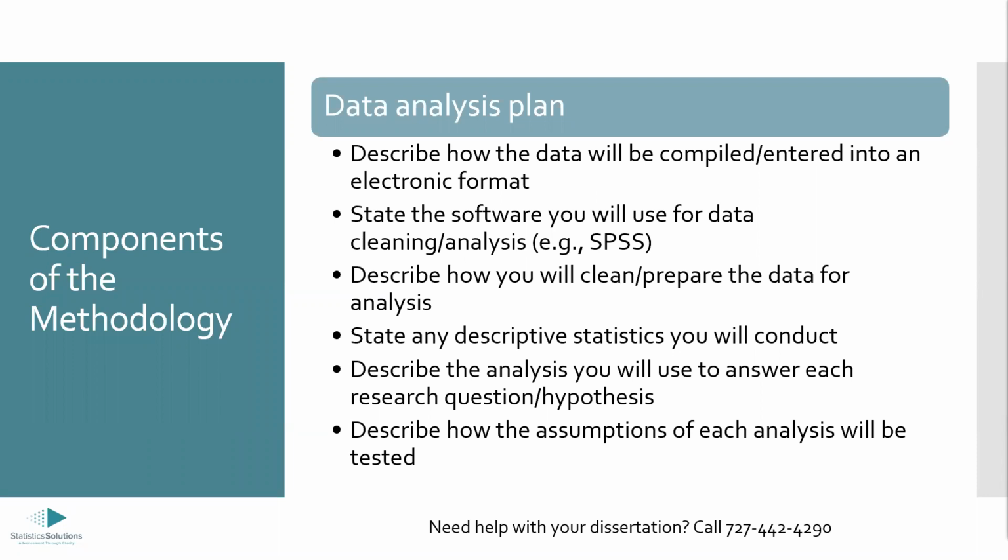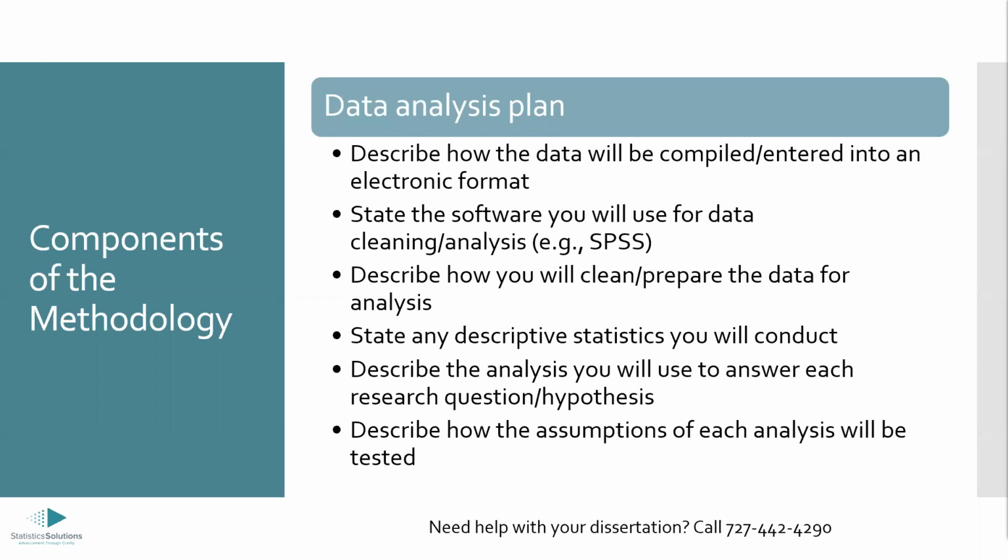So for the t-test, again, you may need to test normality and homogeneity of variance. So you want to describe how you're going to test normality. Are you going to do it by looking at a histogram? Or are you going to use something like a Shapiro-Wilk test? Are you going to be looking at skewness and kurtosis values? Or are you going to use a combination of those things?